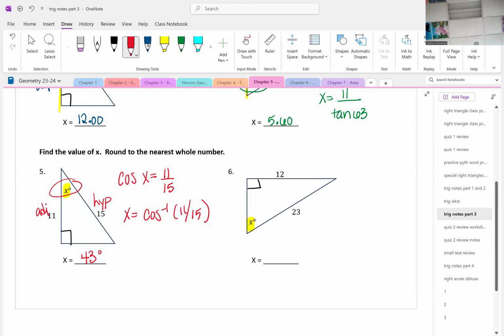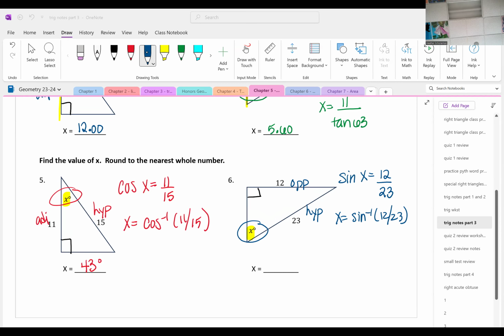All right, last one for this video, and then the notes will continue in the second video. But we're going to look at this angle measure here that we are given, label the 2 sides that have information. 12 is opposite, 23 is hypotenuse. So that would be our sine function. So we have the sine of x. Sine is OH, opposite over hypotenuse. So we have 12 over 23. And if we're finding the angle measure, we're going to do the inverse sine of 12 over 23.